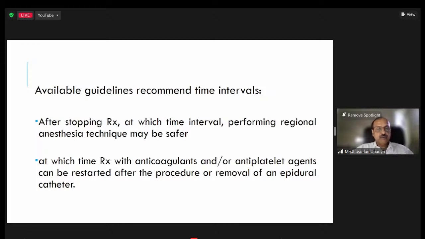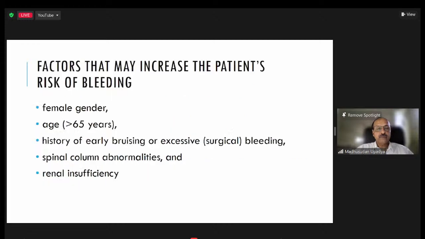All right. The questions asked are, when is it safer to perform the regional anesthesia technique or other invasive procedures after stopping the treatment with anticoagulants? The other one is, when can you restart the anticoagulants after the surgery, or can you continue with the epidural catheter in situ when the patient is on, and or can you restart the anticoagulants? What are the factors that increase the patient's risk of bleeding?